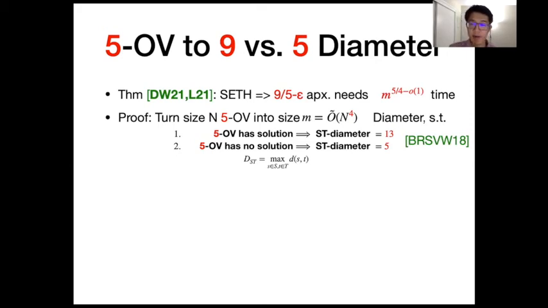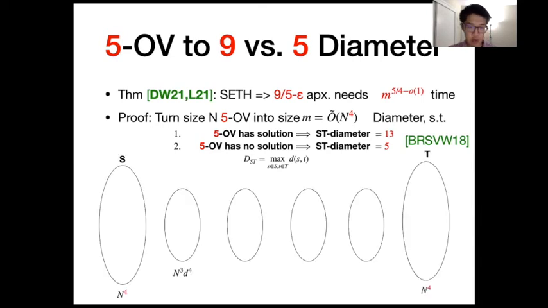The ST diameter we'll define as follows. We'll show you by example. So they construct this graph. This is in the BRSVW paper, with two sets, S and T, of vertices, and they also have some other vertices. And this has the property that the ST diameter is the maximum distance between some vertex in S and some vertex in T. So if there is a solution, that means there's some vertex in S and some vertex in T at distance 13. And if there's no solution, then every vertex in S is distance 5 from every vertex in T.